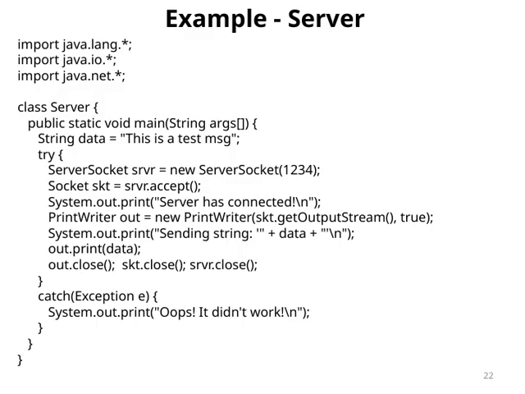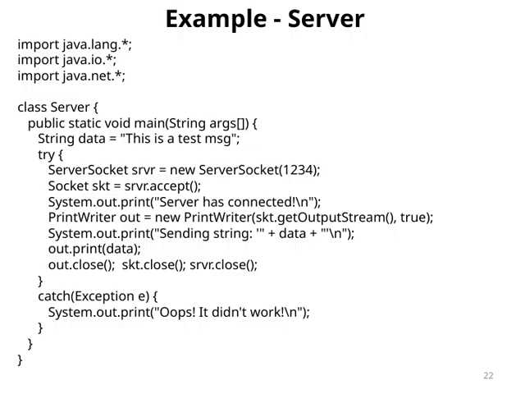Let's take a closer look at this server example in Java. First, notice that we import the necessary packages, including java.lang, java.io, and java.net, which provide the core classes for network communication. In the main method, we define a string variable called data, which contains the message we want to send. Here, this is a test MSG.